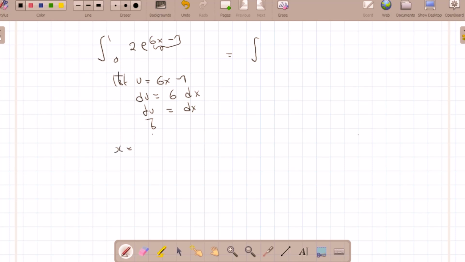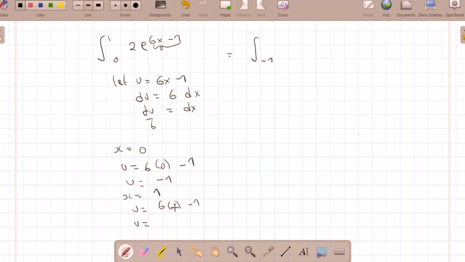So now this changes. When x is equal to 0, u is going to be equal to 6 multiplied by 0 minus 1. Therefore, u will be equal to minus 1. So we shall have minus 1 as the lower bound. So when x goes to 1, u is going to be 6 multiplied by 1 minus 1. u will then be equal to 6 times 1 is 6 minus 1 is 5. So we are going to have a 5 here.